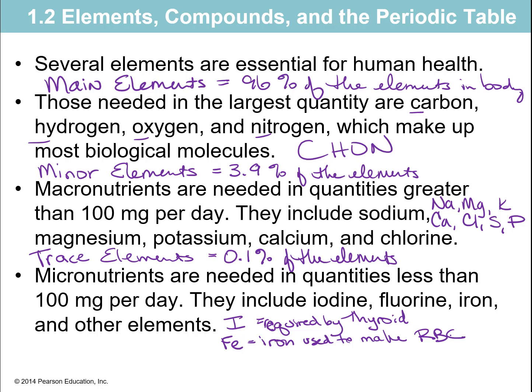Now you also store some iron in your muscles. That's why your muscles are red in color. And that's all because of that iron as well. But the biggest thing really is for that iron to be able to make red blood cells.